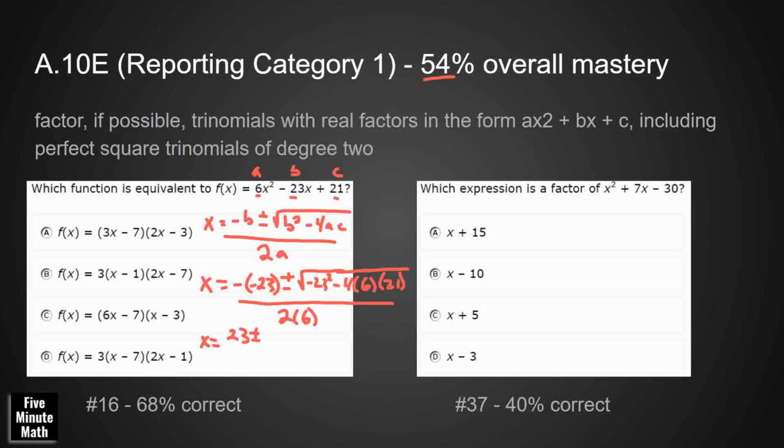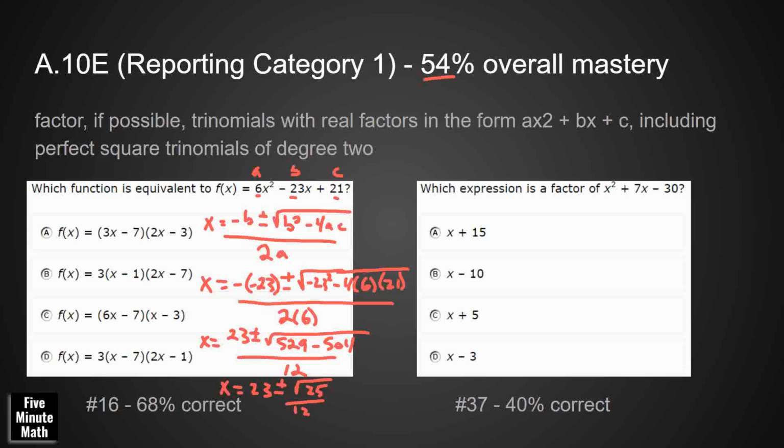Now, my negative 23 squared is going to get me 529. So I've got 529 minus, and my 6 and my 21 are both positive, so I really am going to subtract this, right? So it's going to be 4 times 6 times 21. That's going to give me 504. So it may seem a lot, but you see what's going to happen there. 529 minus 504, that's going to be 25. We'll be fine. I needed a calculator for those first few, but then I don't need a calculator anymore because x is going to equal 23 plus or minus the square root of 25, which will be 5, over 12.